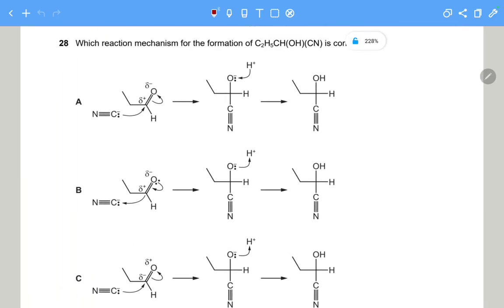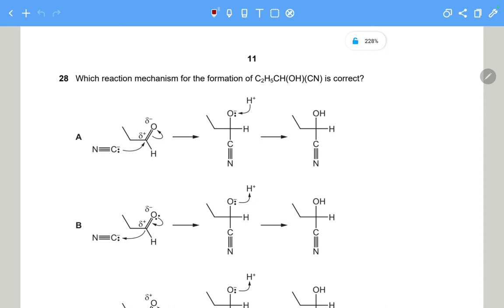Question number 28. Which reaction mechanism for the formation of C2H5CHOHCN is correct? So we go through each option again. This is a nucleophilic addition from what we can see. Option A is wrong because if you look at the second step, the hydrogen plus cannot attack the oxygen. The oxygen has to attack the hydrogen plus. Remember, it's always the electron-rich species that attacks. So this cannot be possible.